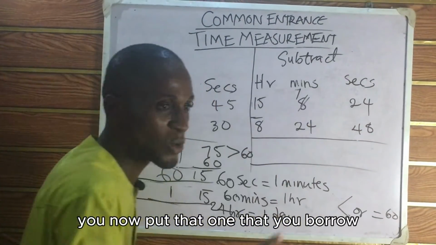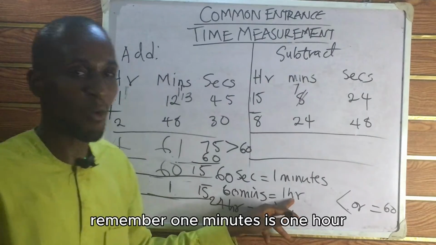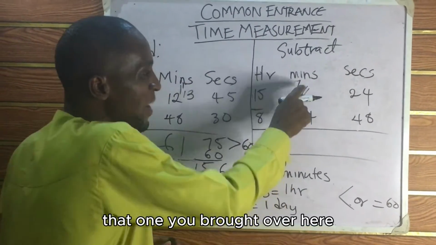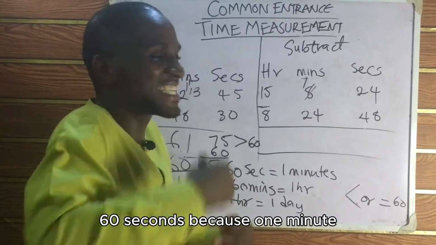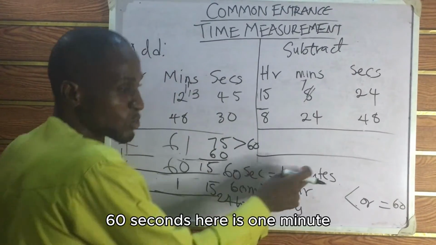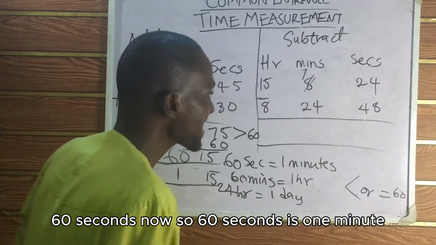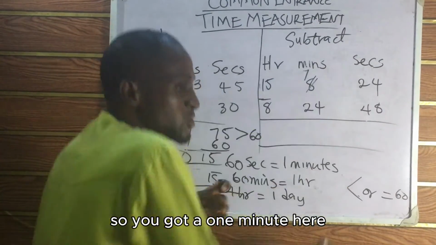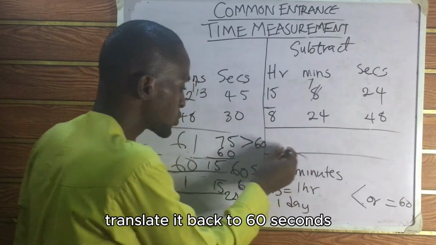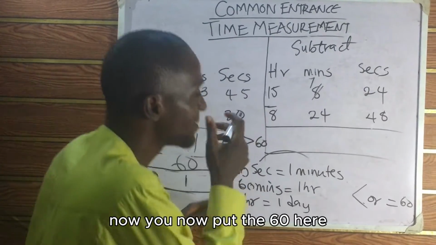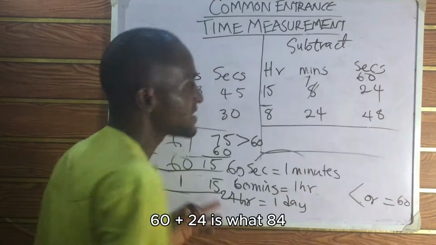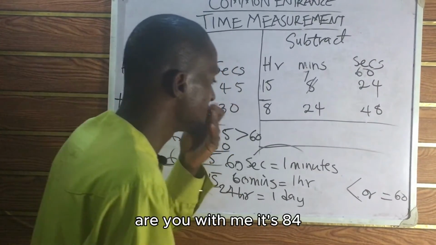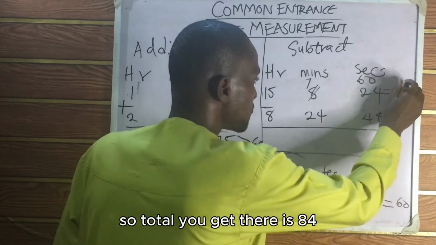You now put that 1 that you borrowed. Remember, 1 minute is 60 seconds. So that 1 you borrowed here will be translated into 60 seconds, because 1 minute is 60 seconds. So you now put the 60 here. 60 plus 24 is what? 84. Are you with me? So total you get here is 84.